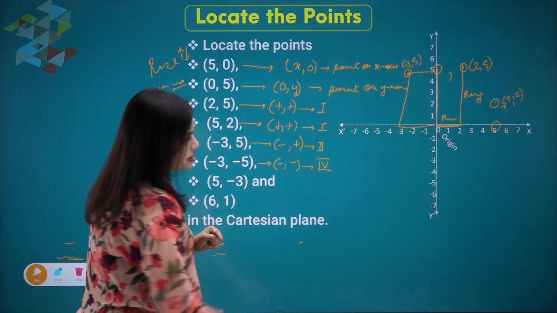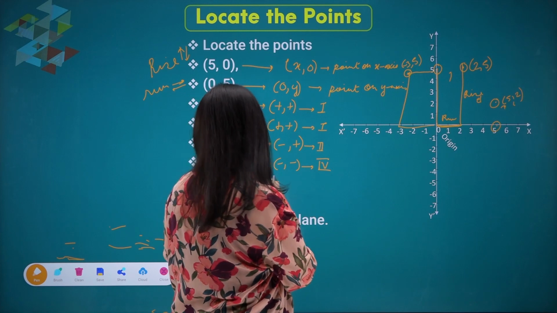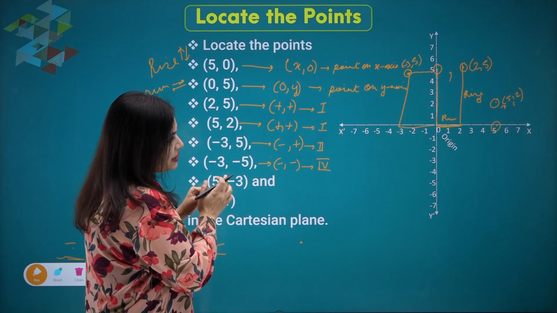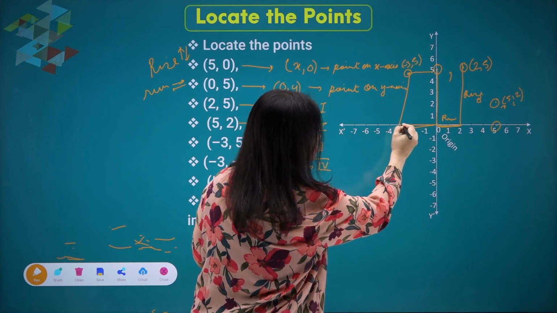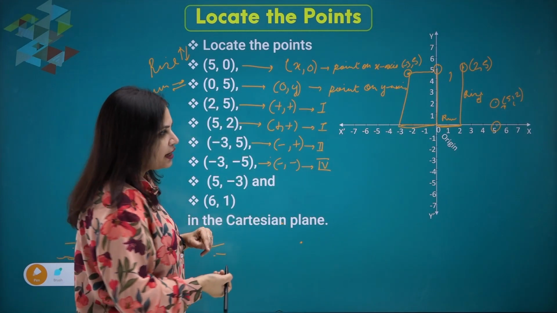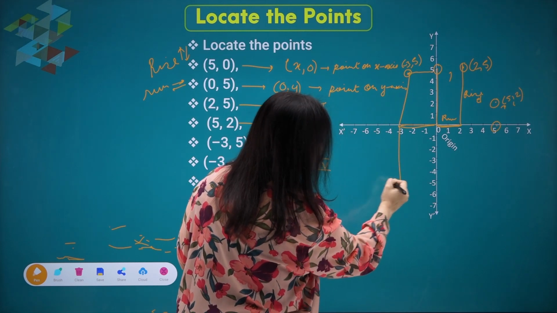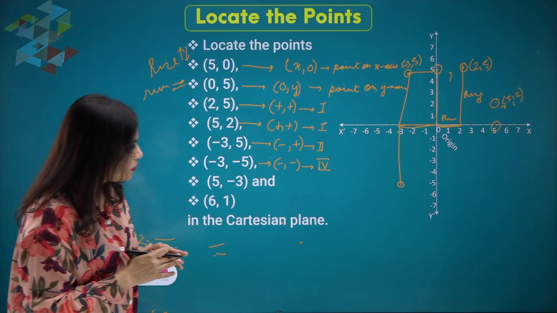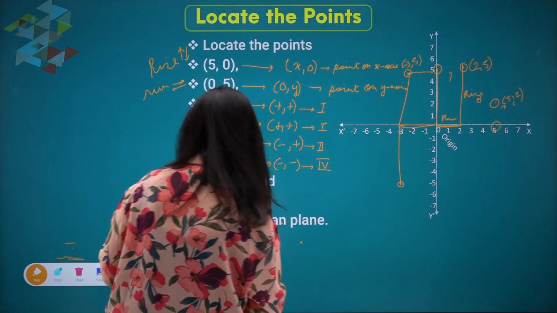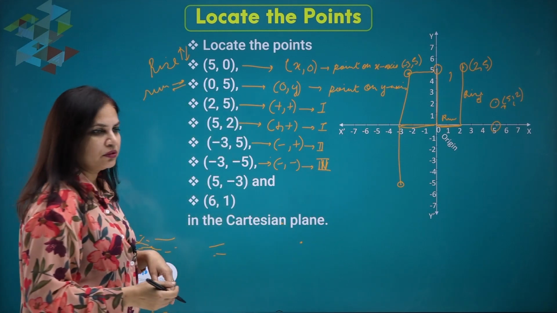Let us check the answer whether I have located the point correctly. If I take the horizontal distance, minus 3 would come here. And if I go vertically downwards, minus 5 would come here. So, finally my point rests in the third quadrant.